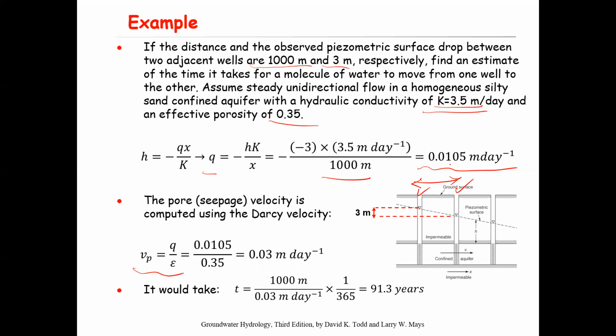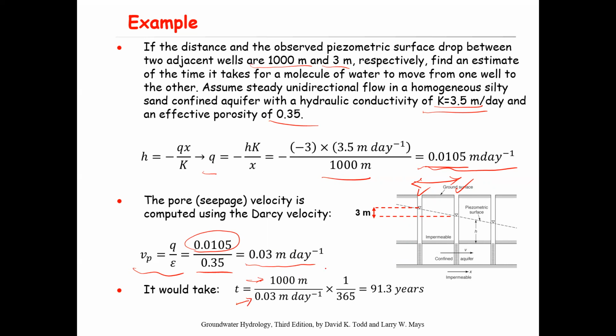If you do that, Q is this one, you already put it here, and the porosity was given in the question, that is 0.35, and that gives you the pore water velocity, that is 0.03 meter per day. And the question was how long does it take to travel this 1 kilometer distance? From physics, we know that velocity is equal to distance divided by time. Therefore, time will be equal to the distance, that is 1,000 meter, divided by velocity, which is 0.03.